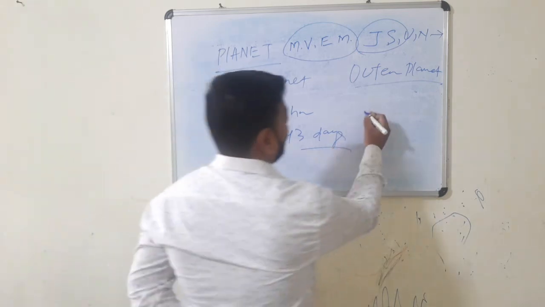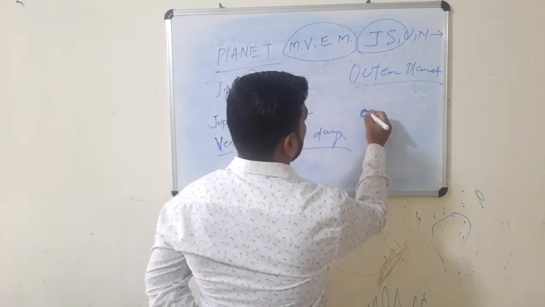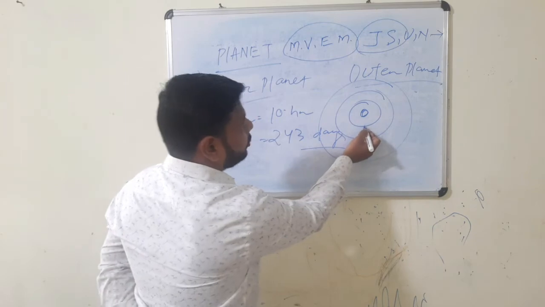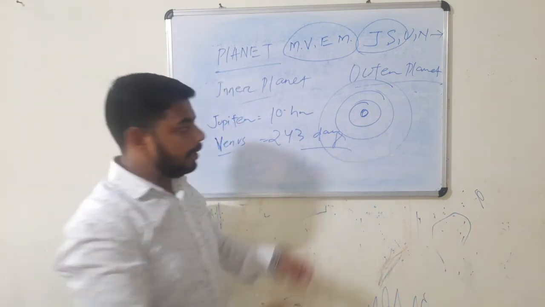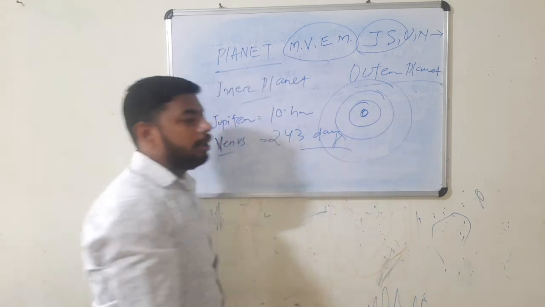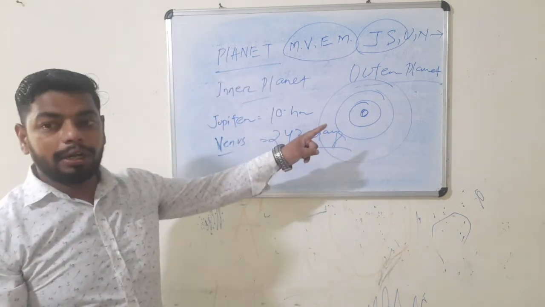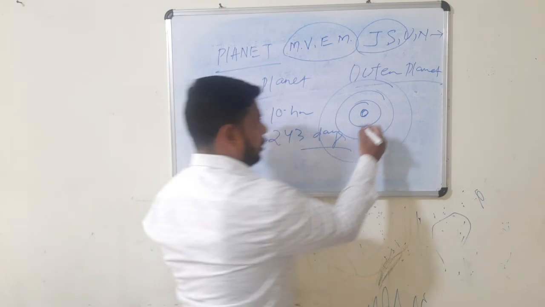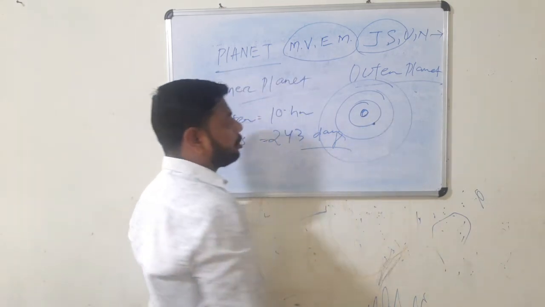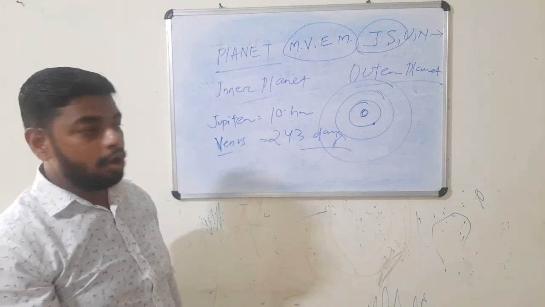In the case of revolution, let this be the Sun. Mercury has the smallest orbit. Mercury is the closest to the Sun, so it takes the least time to complete its revolution.